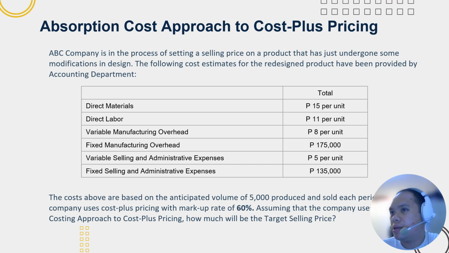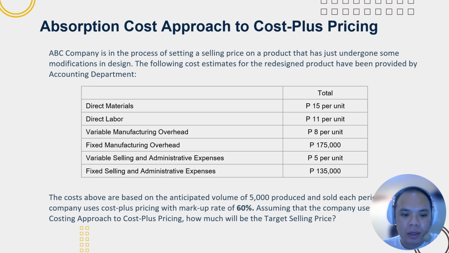Yun. So in this situation, ABC company is in the process of setting a selling price on a product that has just undergone some modifications in design. The following cost estimates for the redesigned product have been provided by the accounting department. The costs above are based on the anticipated volume of 5,000 produced and sold each period. So it is said now that the company produced 5,000 in production, and luckily it was sold.